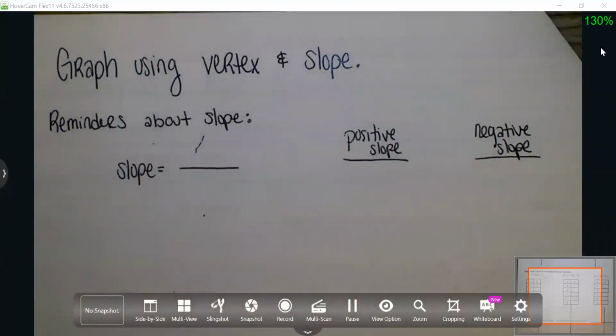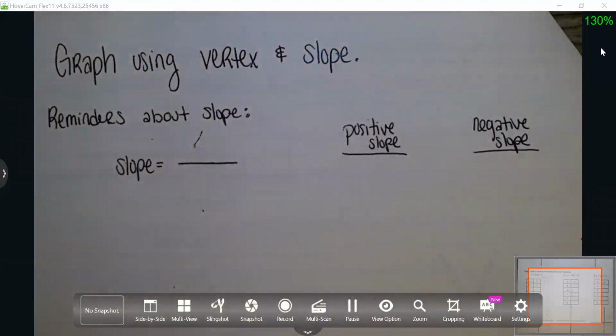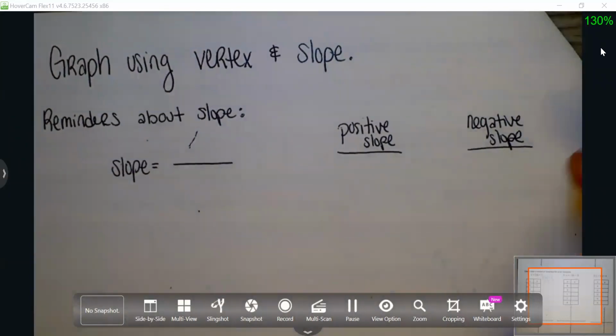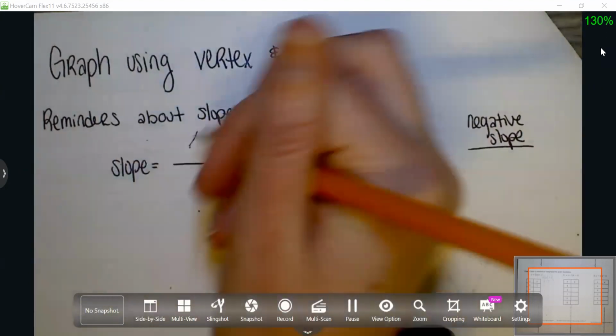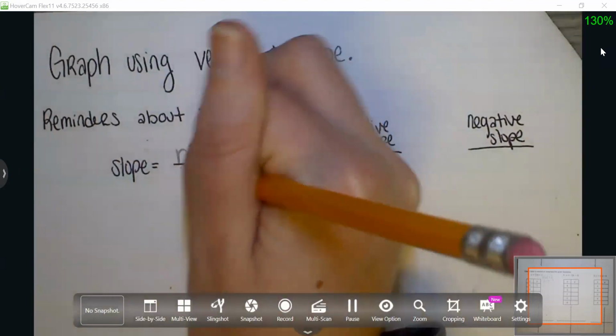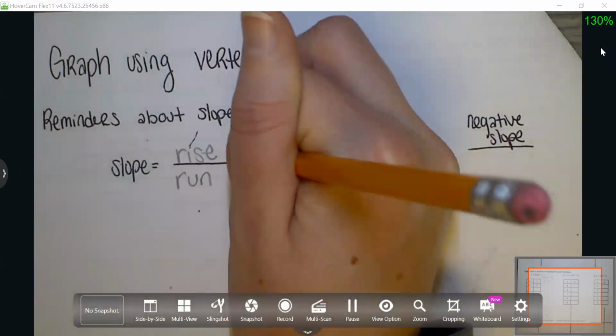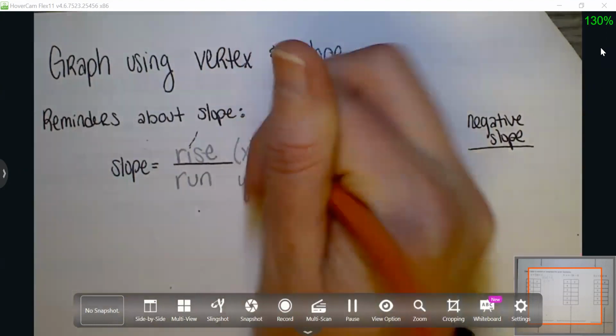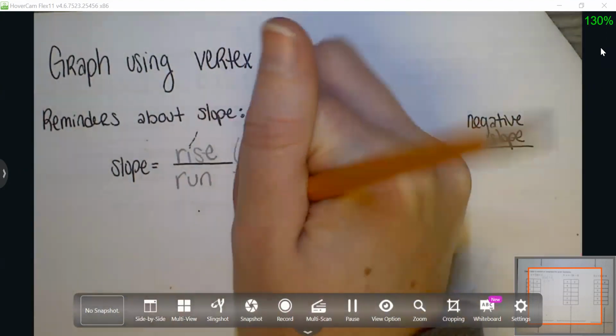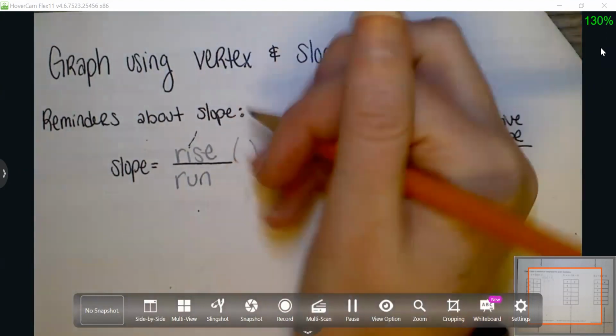Let's do some reminders about slope because we are going to graph using our vertex and our slope. This is much easier. It is definitely the shortcut. And so we will probably do it this way for the rest of the assignment. Reminders about slope. Slope is my rise over my run. So I'm going to move in the Y direction followed by my X direction.